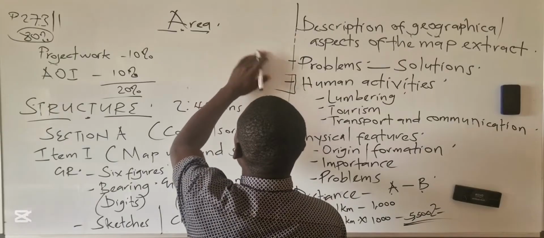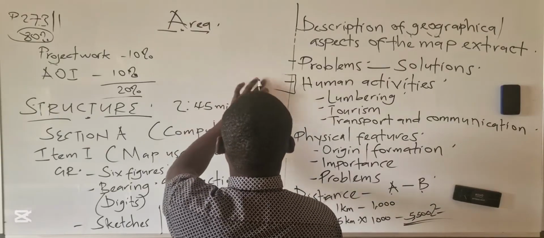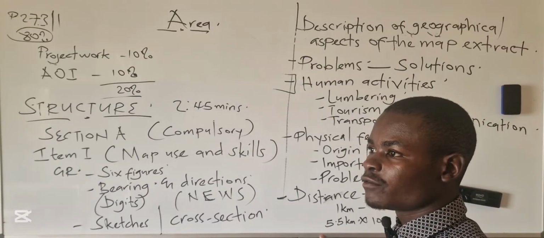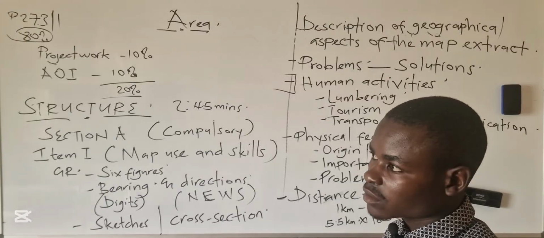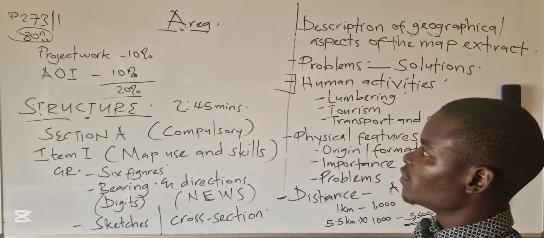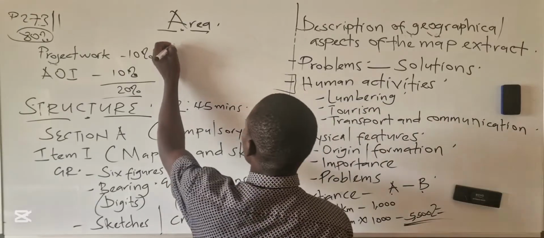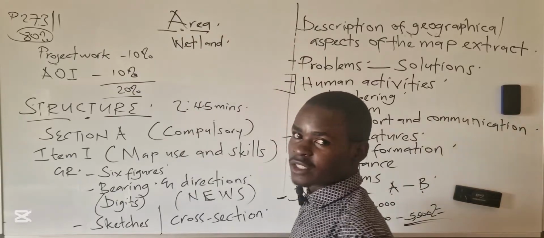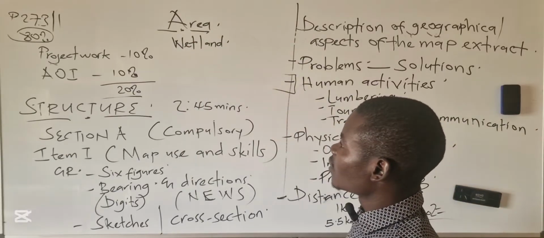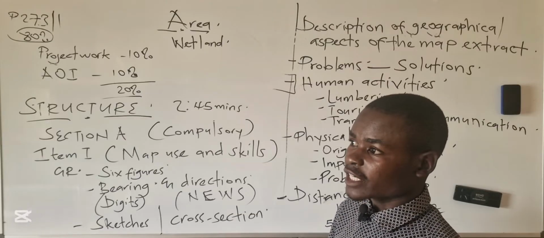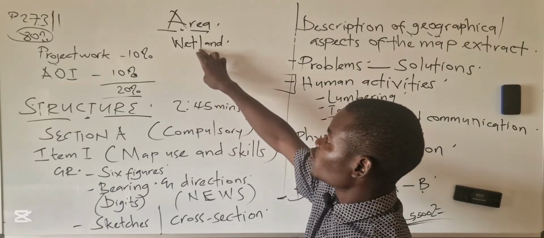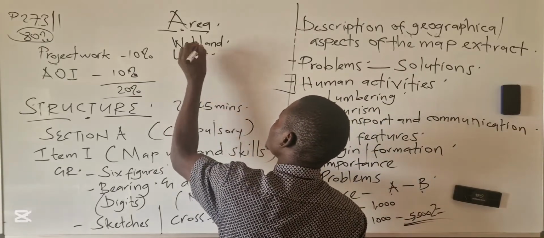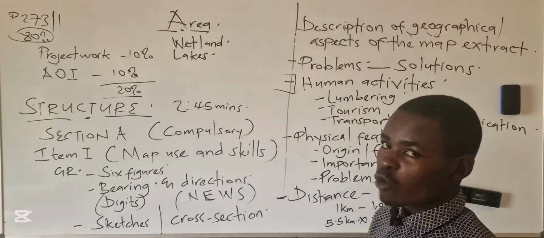So area, at times you may find that you are given features on the map extract that have crooked shapes or that are shapeless. Let me say it is a wetland. We cannot have a wetland that appears in the form of a square or a rectangle. It is very hard. So in most cases, these wetlands and other features like lakes, their shapes are always abnormal. So what do we do here?